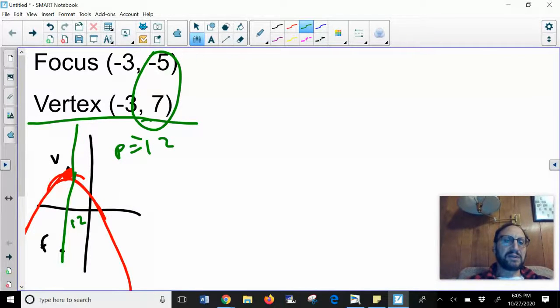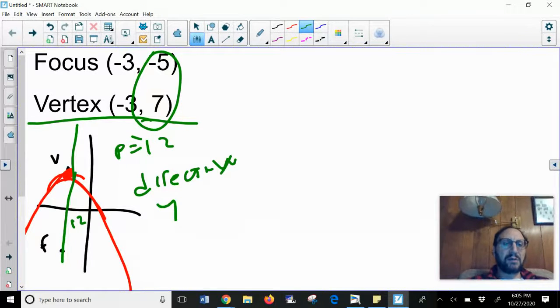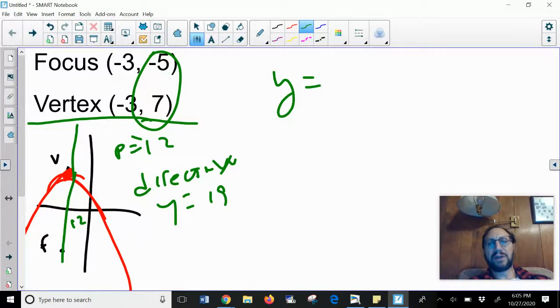So the directrix is y equals 19. So that's the basics of what's going on. Now we're just going to plug this into an equation because we've got all the parts to it.